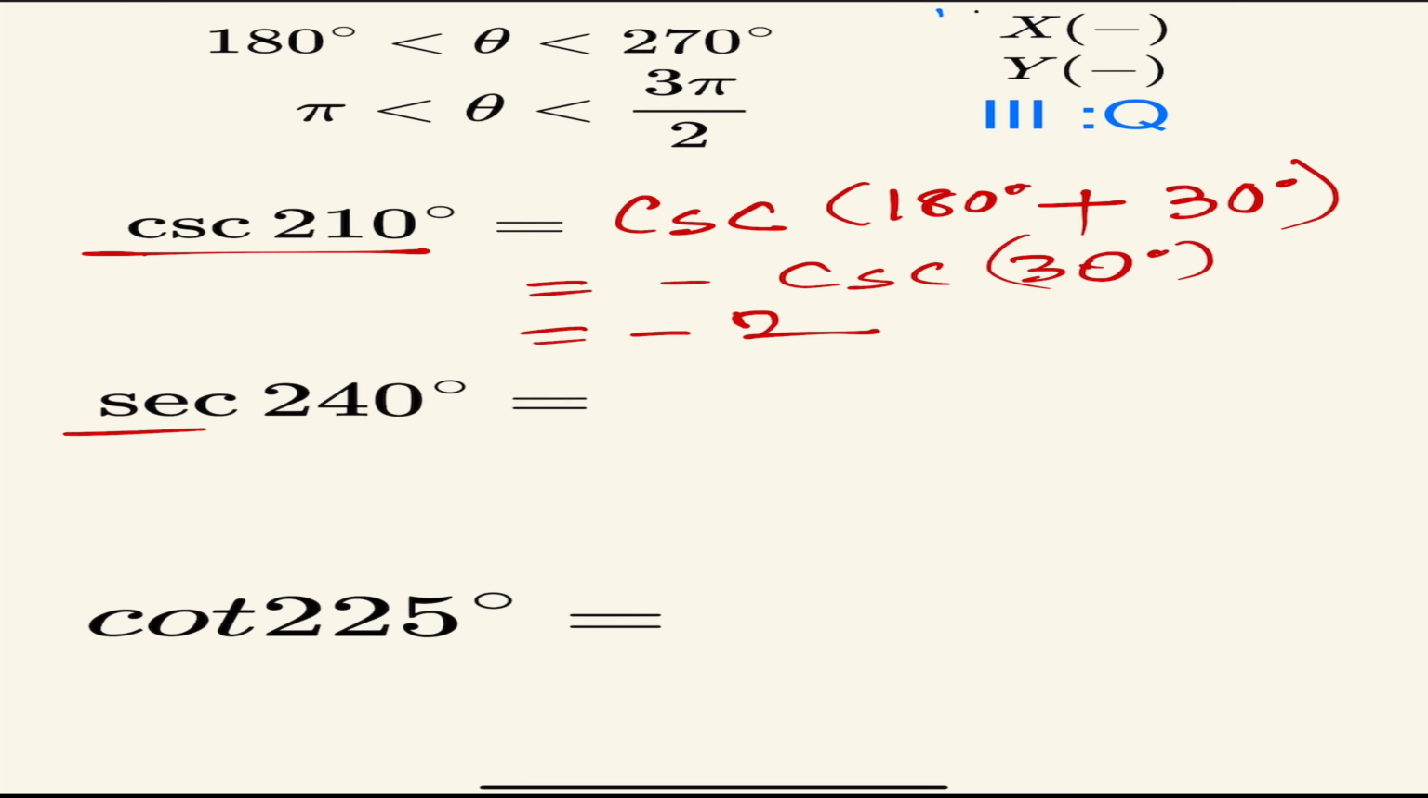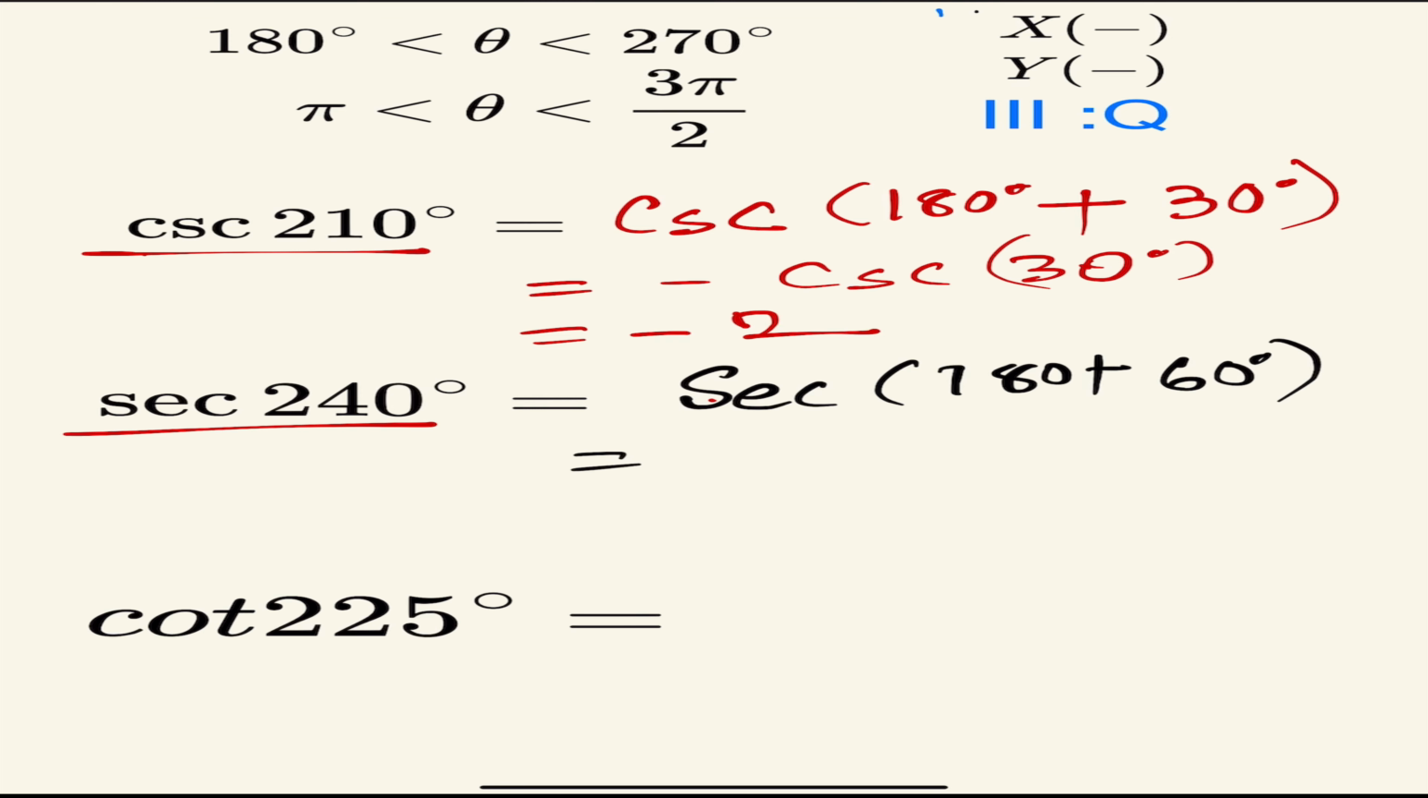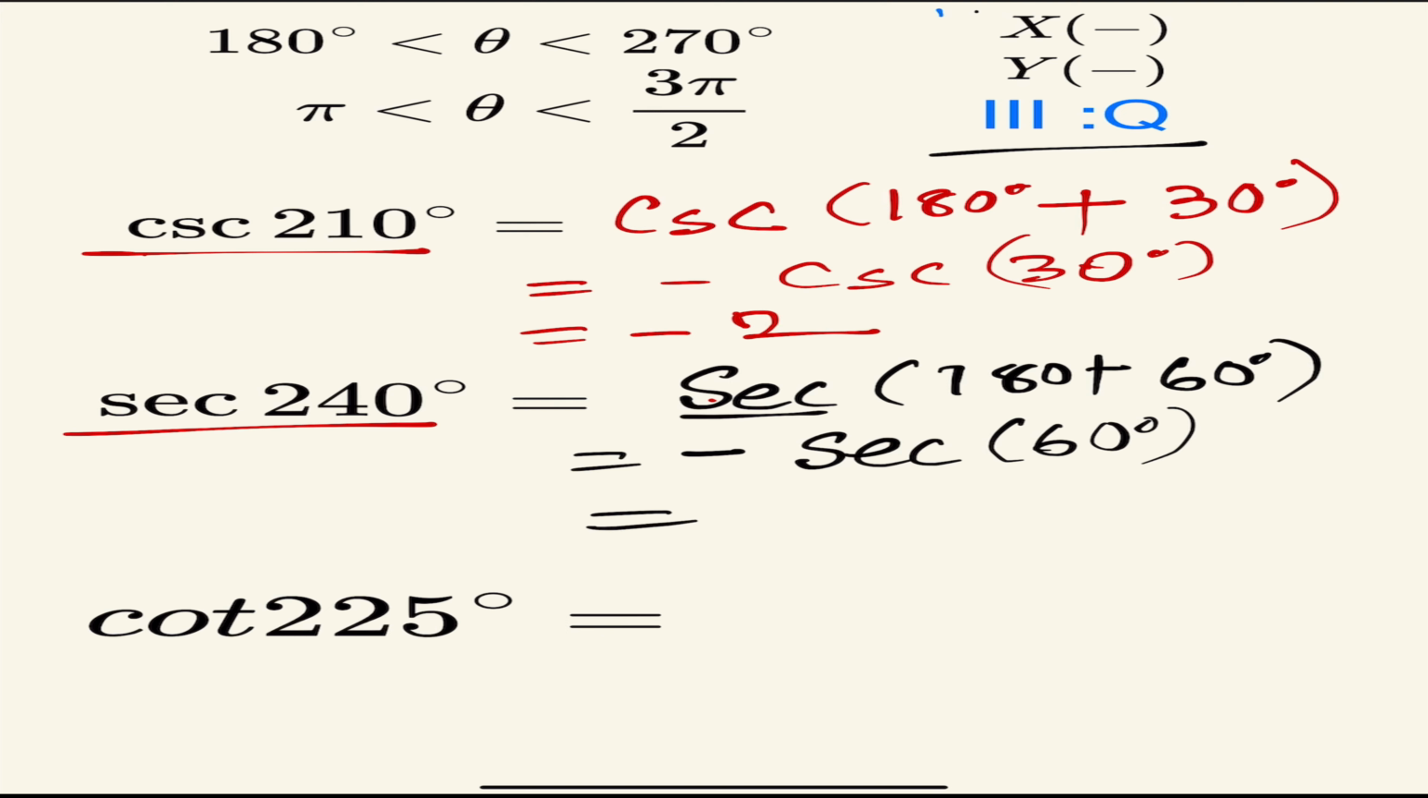Okay, secant 240 degree. So you write it down, secant 180 plus 60 degree. Secant 180, so it's going to be again negative since it's the third quadrant. So secant is just going to be secant 60 degree. Okay, now what is secant 60 degree? It's just 2, right? So I just put -2.